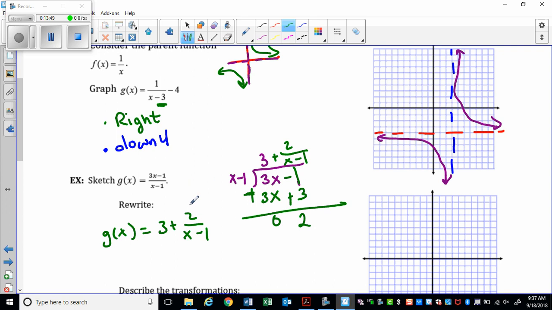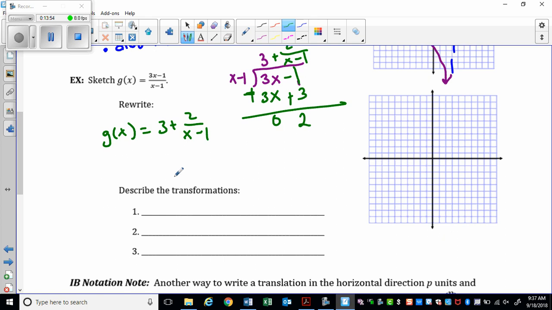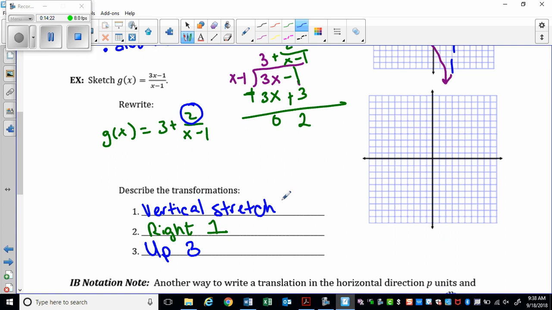And now we can look at these transformations. So we are going to move it to the right 1. And we will move it up 3 since my 3 is positive. And we're going to look at this 2 on top. This is a vertical stretch by 2.